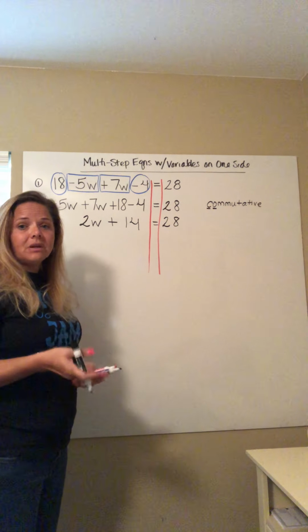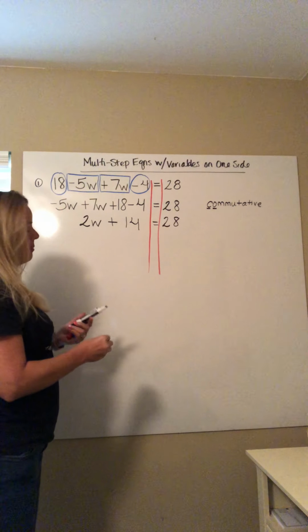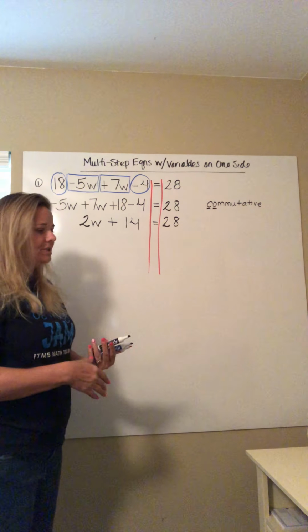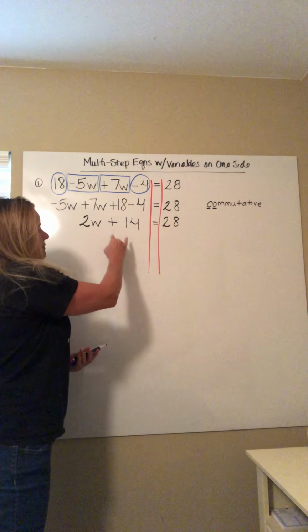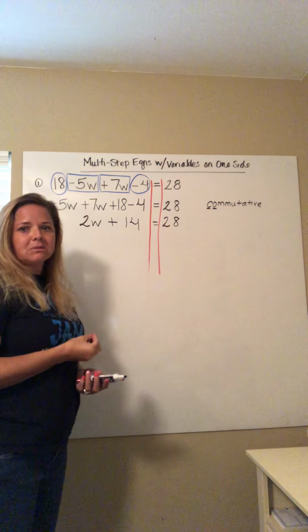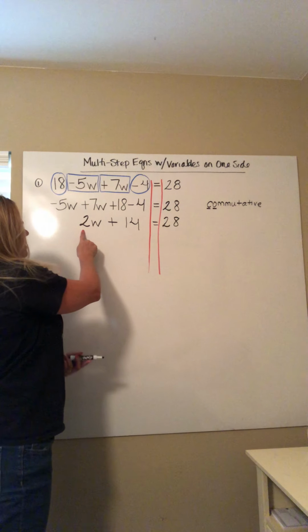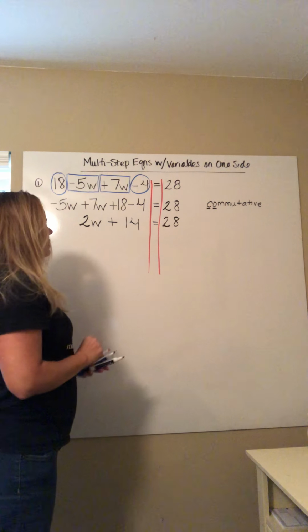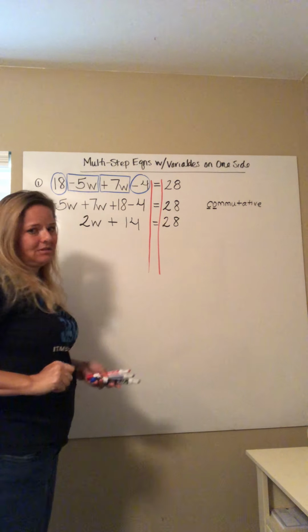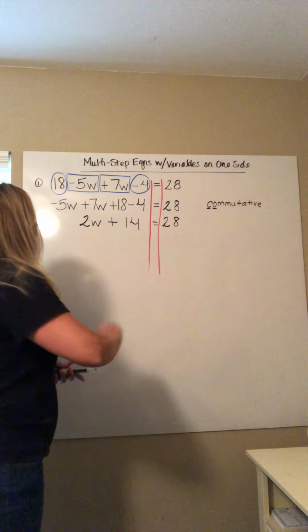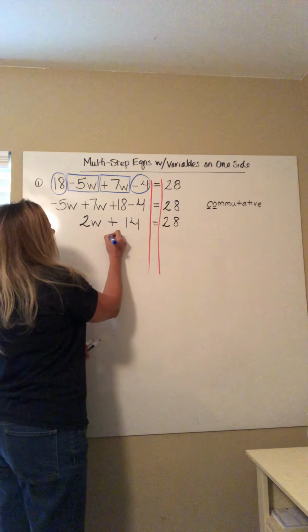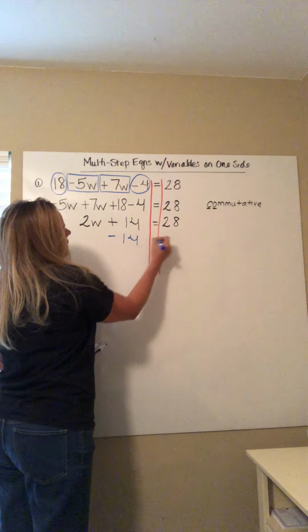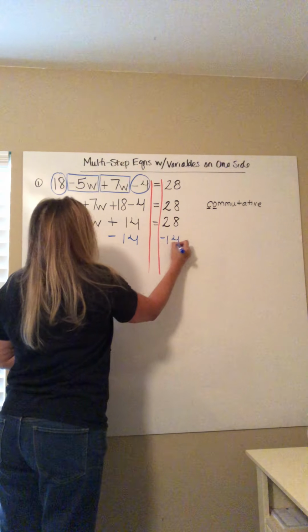So in my two-step equation, I always want to go backwards through my order of operations. So remember, I'm doing addition or subtraction first, then I'm working with the multiplication or division. So this means 2 times w plus 14 equals 28. So I'm going to do the inverse of positive 14 or plus 14, which would be to subtract or add negative 14 to both sides.